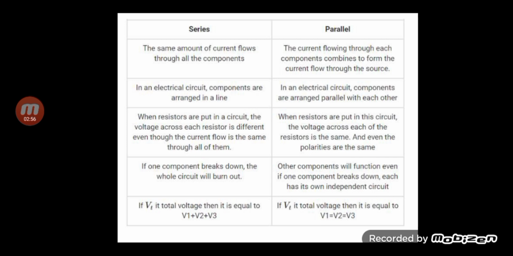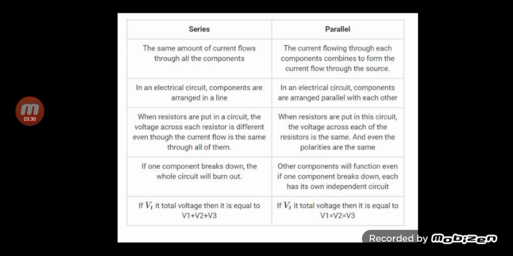In a series circuit, if one component breaks down, the whole circuit will burn out because it has only one path. When that path is broken, there will be no other path for the electrons to flow, and hence the whole circuit will burn out. But in parallel one, other components will function even if one component breaks down. Each has its own independent circuit, that is, each has its own independent path.